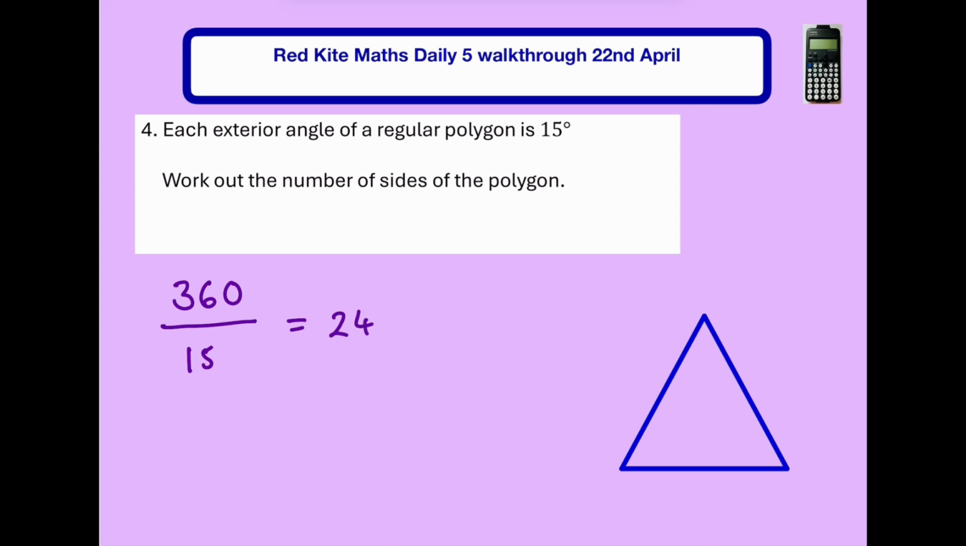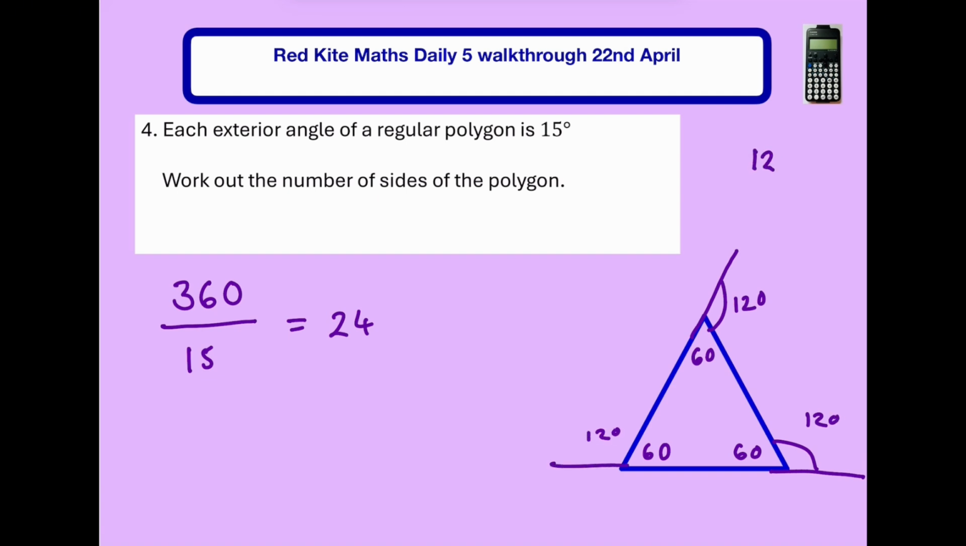But how does it work? So here I have an equilateral triangle. Each angle will be 60 because angles in a triangle add up to 180. And then if I just draw on the exterior angle, this angle here would be 120 because angles on a straight line add up to 180. This would also be 120. And this one here would also be 120.